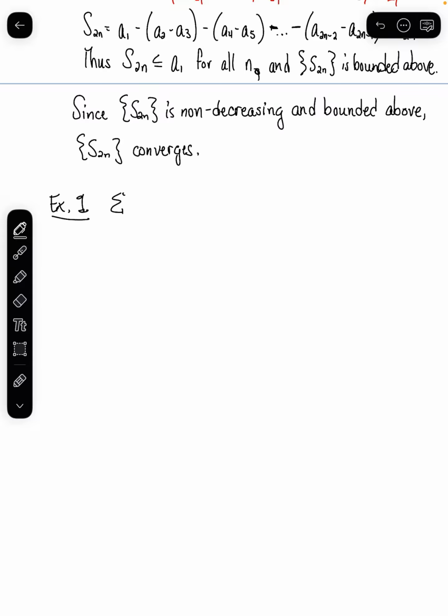Let's consider the series negative 1 to the I plus 1 times 1 over I. Now, it is worth noting that without the alternating series component, without the mechanic that creates the alternating sign, this is the harmonic series, which as a p-series with p equals 1, we know to be divergent.